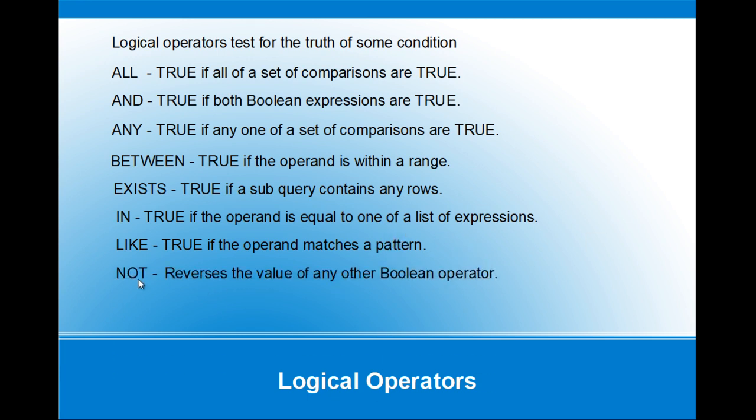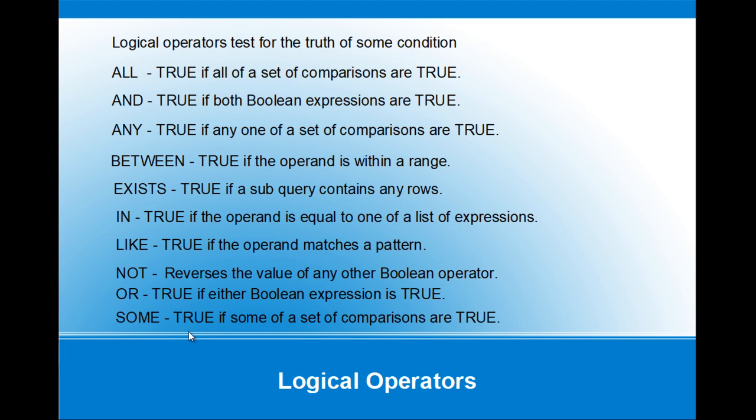Then the next one is NOT. It's the reverse value of any other boolean expression. So it will give the inverse of what we are trying to search, right, when you use the NOT keyword. And the next one is the OR condition. If any one of the expressions is true, it gives the true condition. That's the normal OR condition. And then SOME. It gives true if some of a set of comparisons are true, right? So this is how the logical operators go.